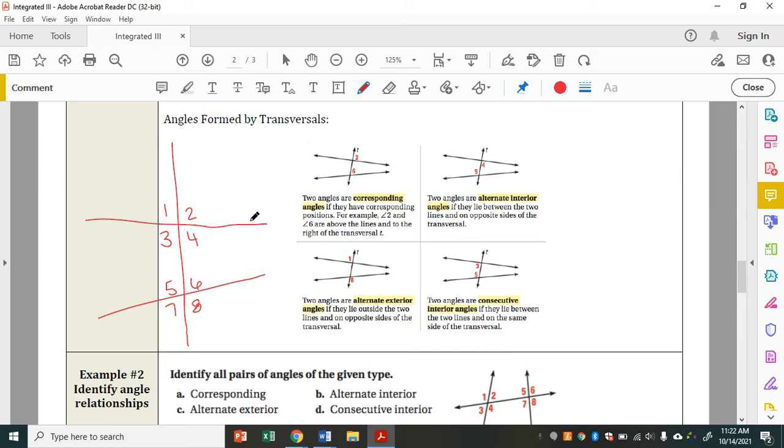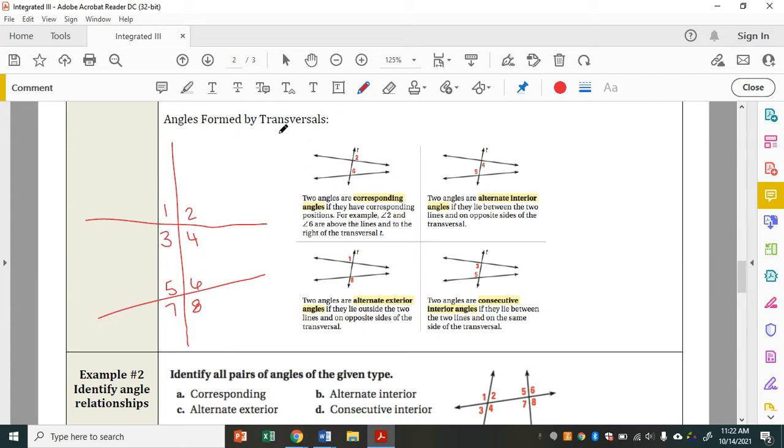If you think about the word corresponding outside of a geometry context, corresponding means they go together. They're the same, they're similar. So corresponding in this diagram, an example would be angle 1 and angle 5. If you were to split up this diagram where the top angles were one group and the bottom angles were another group, angle 1 and angle 5 are both in that top left position. Another example would be angle 3 and angle 7. Those would be corresponding angles. Again, they're in the same position, the bottom left.